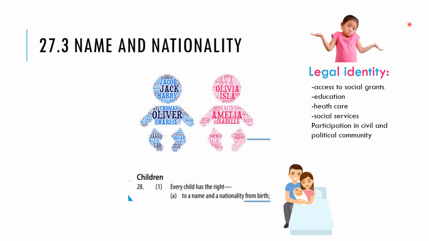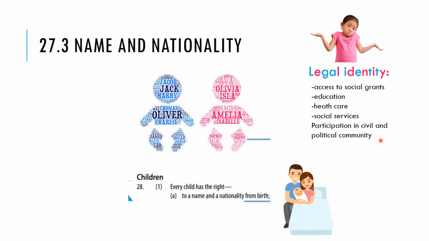Now, if we say that it gives a child legal identity, what are we referring to? Well, the moment your parents register your name, you become part of the population register, which means that you then can have access to social grants, education, healthcare, social services, and participation in civil and political community. What this basically means is if you do not get registered, you technically do not exist.